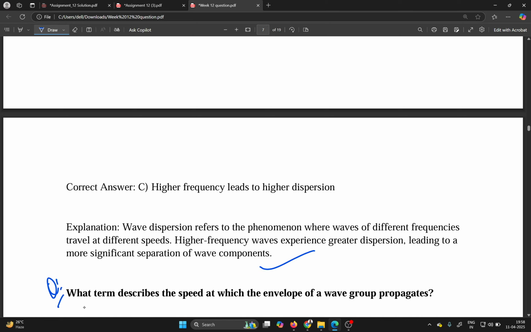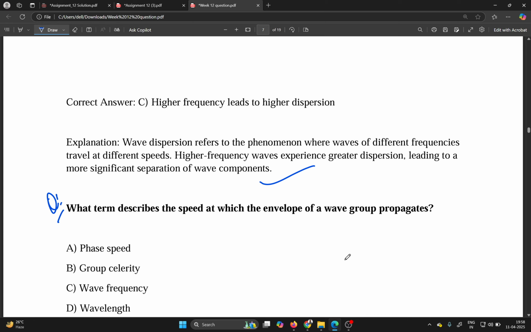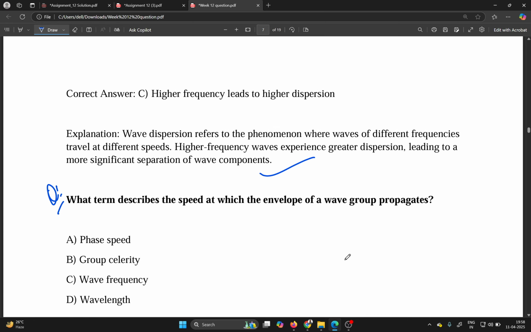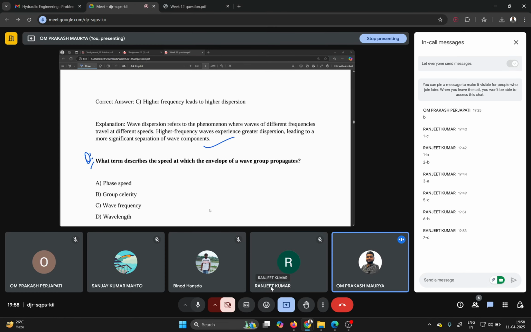The next question is, what term describes the speed at which the wave envelope of a wave group propagates? The wave phase speed, group celerity, wave frequency, and wavelength. Which option will be correct? So anyone can write, because we have less time and I have a lot of questions, so I want to just go through each question.